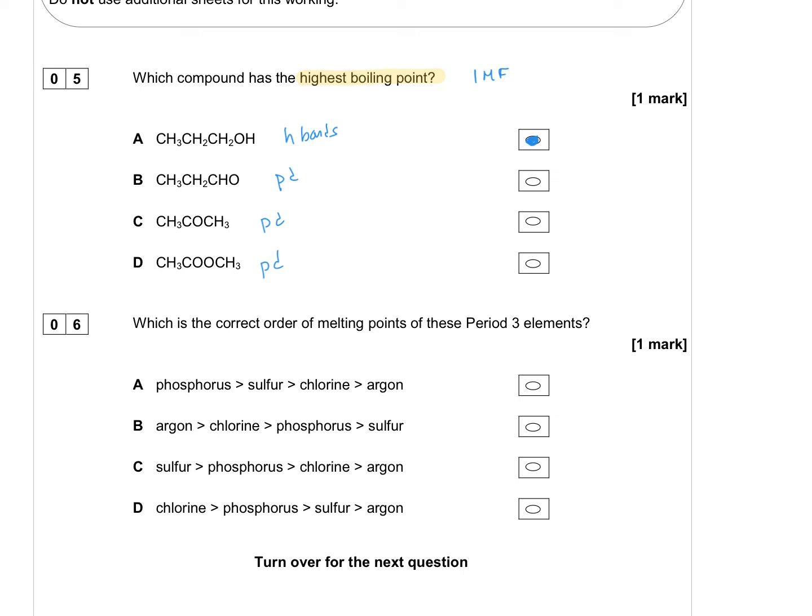Then if we look at question 6, which is again about intermolecular forces, this time it's about the melting points. You need to remember to put these in order, and what the formulas for the different molecules are in their elemental state. So phosphorus is P4, sulfur is S8, chlorine is Cl2 and argon is Ar. Therefore P4 and S8 are the other way round to what they would be in the periodic table. So C is going to be the correct answer. Sulfur is going to have the highest melting point, then phosphorus, then chlorine, then argon.